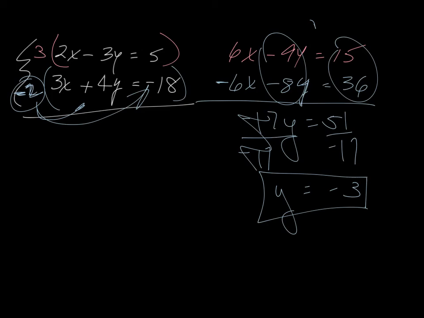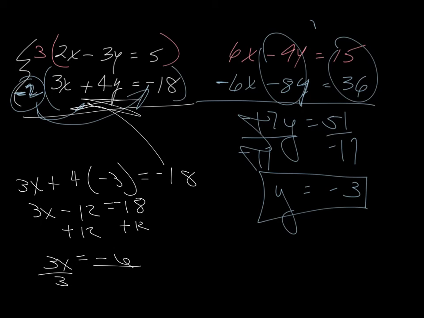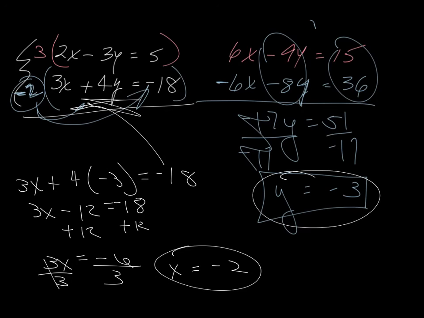Now I take my negative 3 and I plug it into any of these 4 problems up here. It doesn't matter which one of these I plug it into. I just look for the easiest one. Let's plug it into this bottom one right here. 3x plus 4 times negative 3 equals negative 18. Add 12. Divide by 3, x equals negative 2. So I found that one, and I found that one.